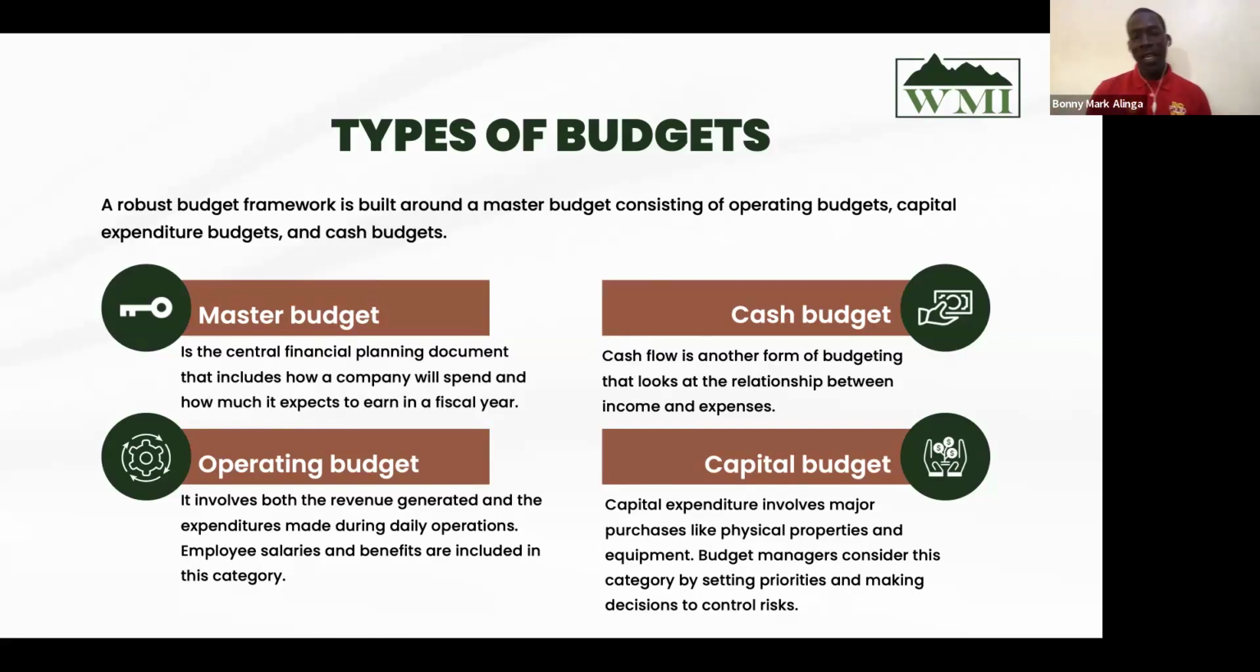Then the capital budget is majorly for purchasing long-term assets. Let's say, for example, you want to buy a property, a physical property like land. It's a capital investment, so it has to come under capital budget. You want to buy assets, similarly long-term assets, like a bus for your business, for your school, or for your hospital.